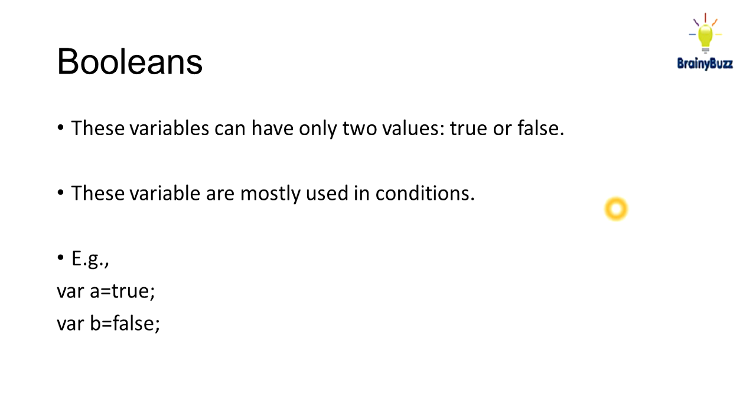Another data type is the Boolean. These variables can have only two values, that is true or false. They are mostly used in conditions, like if the result of something is true, then you will follow this thing. If the result is false, then you will follow another path. So like that you have this value.